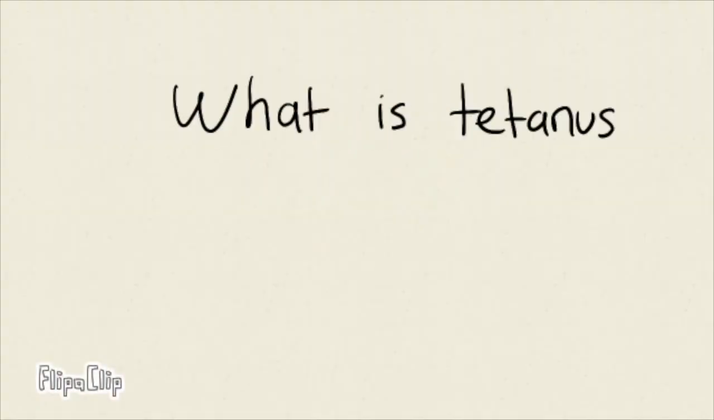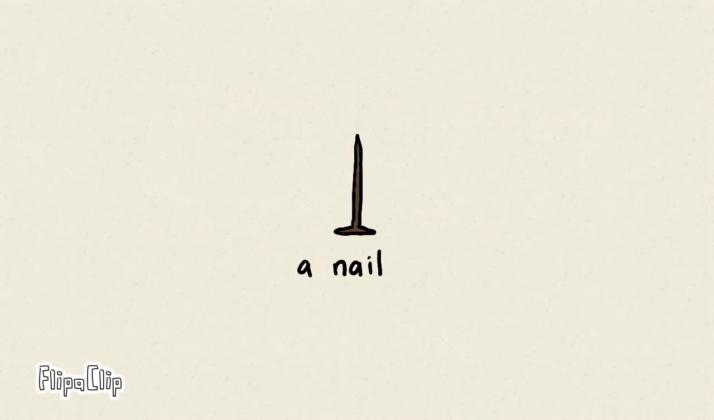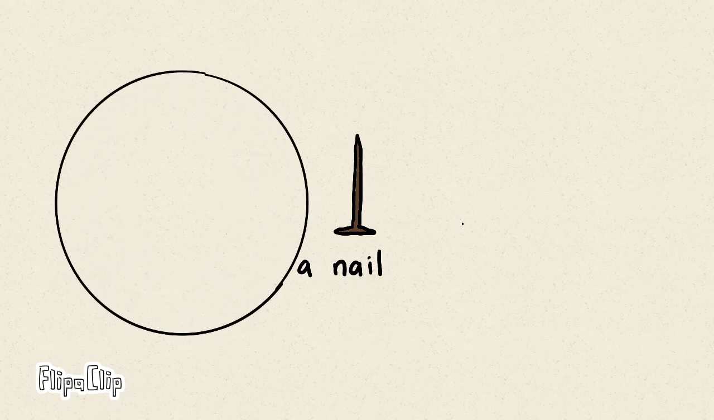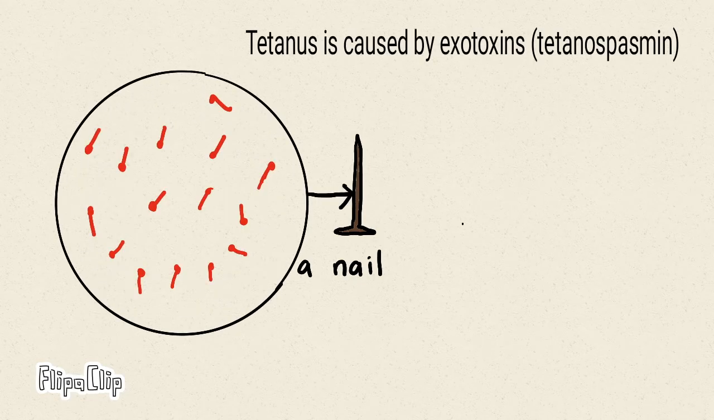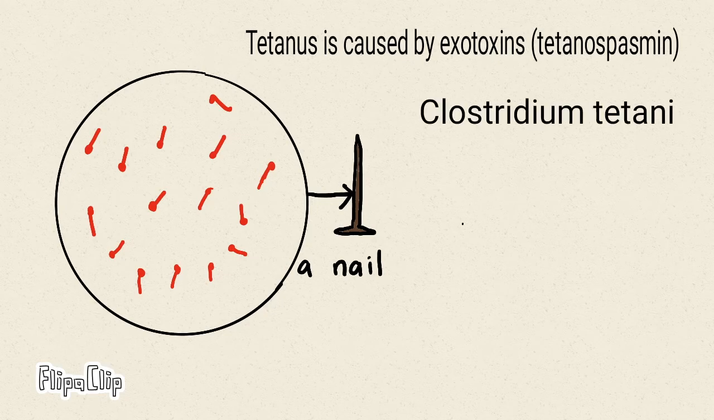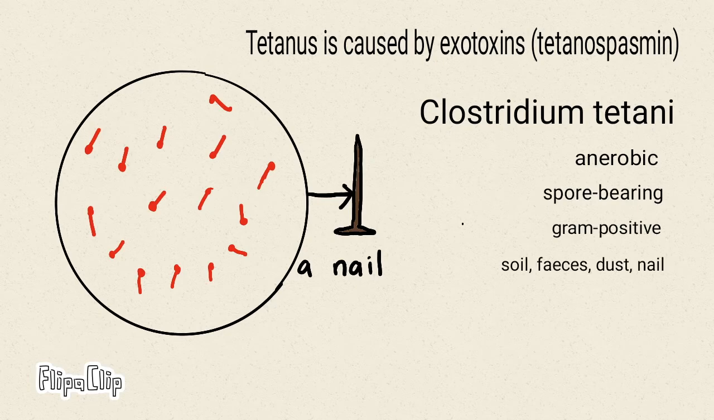Approach to tetanus. So first of all, what is tetanus? Tetanus is caused by exotoxin produced by Clostridium tetani, which is an anaerobic spore-bearing gram-positive bacteria, often found in soil, dust, or nails. The point of entry is through laceration or puncture wound.